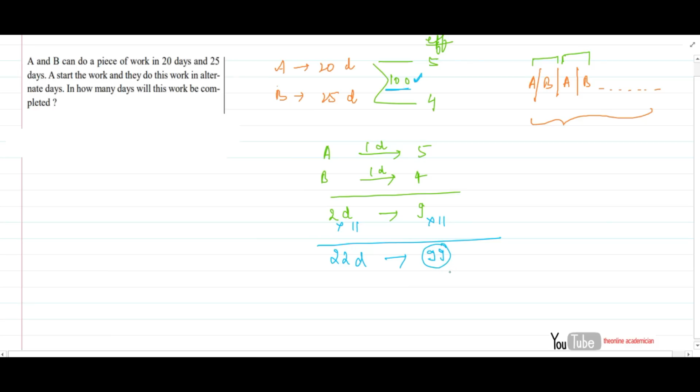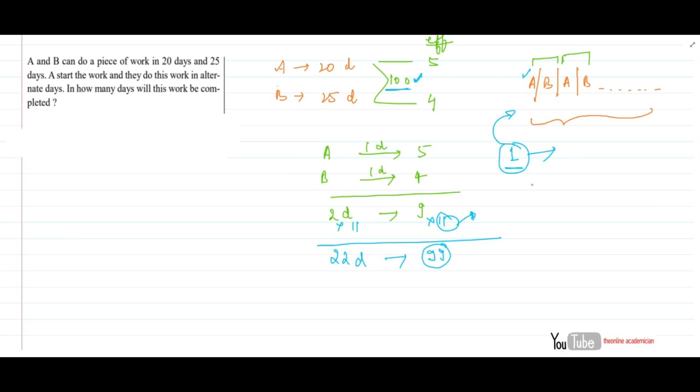So how many units of work are left? Now only 1 unit of work is left. Now this will be finished by A only, because they have completed their turns. That means A has done, then B has done, then again A, then B. This way they have done it 11 times. Now it will be the turn of A. So A will finish this work. Are you getting this? So 1 unit of work will be done by A.